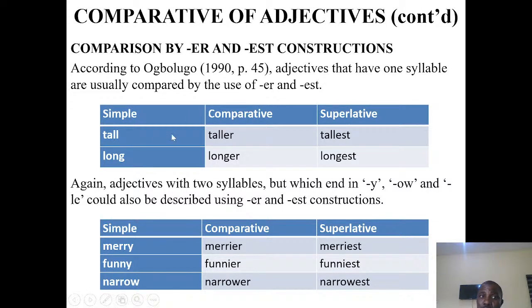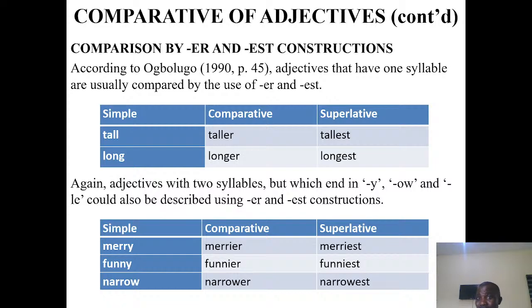When we are comparing one syllable, according to Ogulogu, adjectives that have one syllable are usually compared by the use of ER and EST. So when the adjective you are using has one syllable, tall, long, one syllable, produced with one chest spot. Remember, in our discussion of the sound system of English, we mentioned syllable. So when we are dealing with one syllable, we use ER and EST construction.